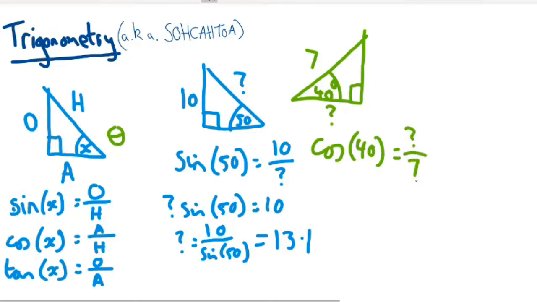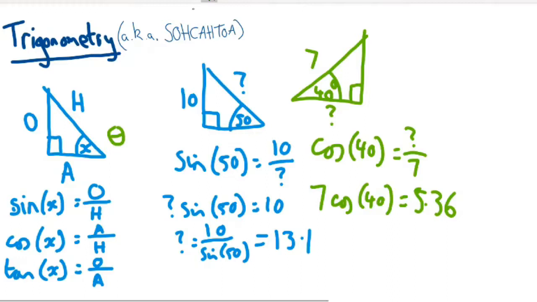Now for the rearranging, we're going to bring this 7 up onto this side so that our unknown is no longer being divided by it. So this gives us 7 cos 40. And again, you just put this in your calculator, and that's going to give you, so let's say 2 decimal places this time, an answer of 5.36, which again will be this length here.